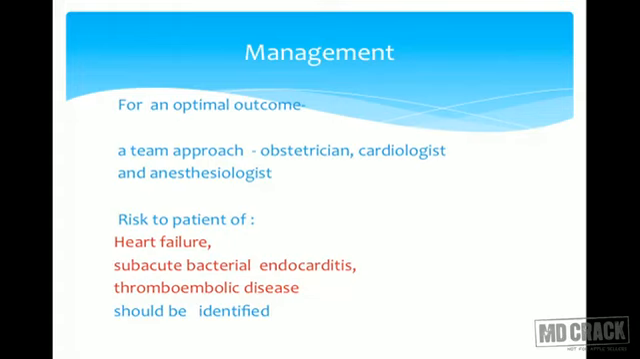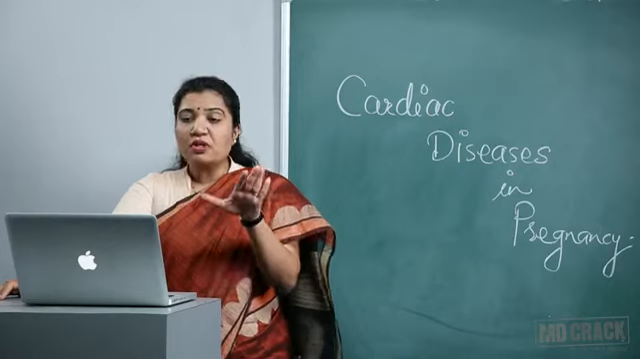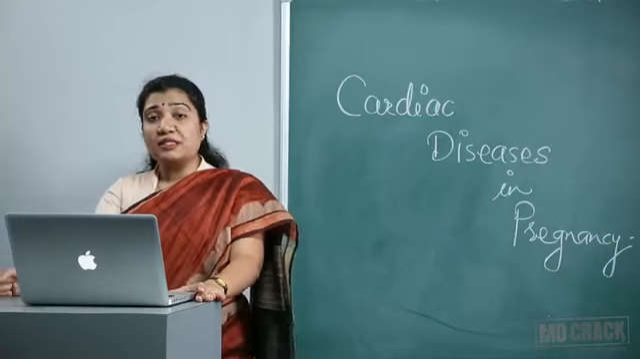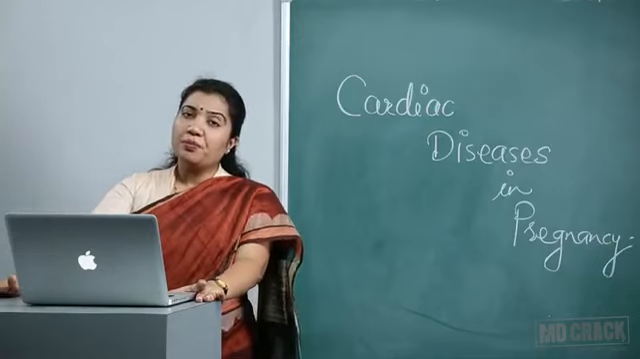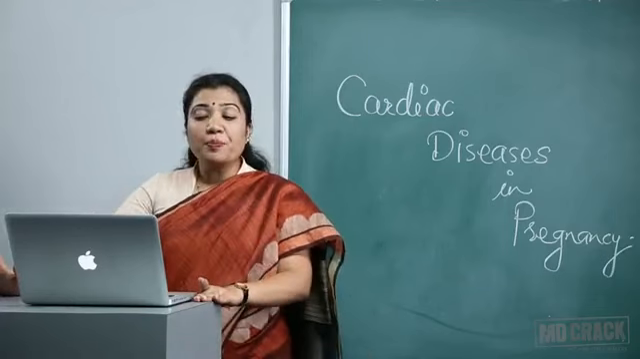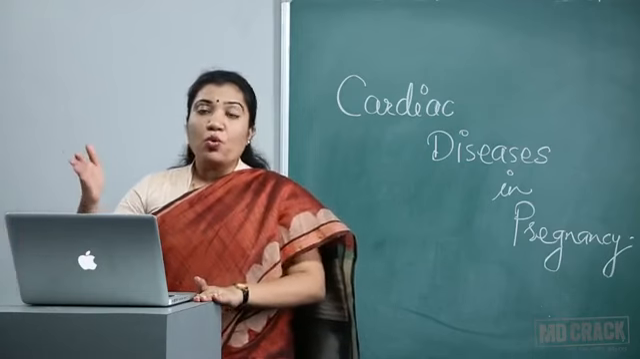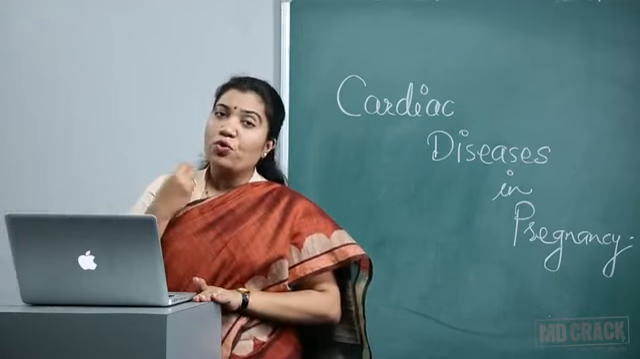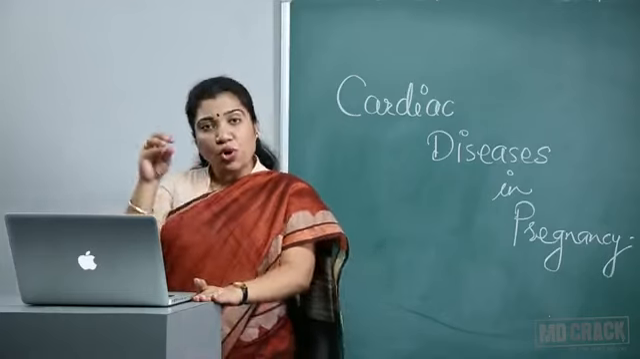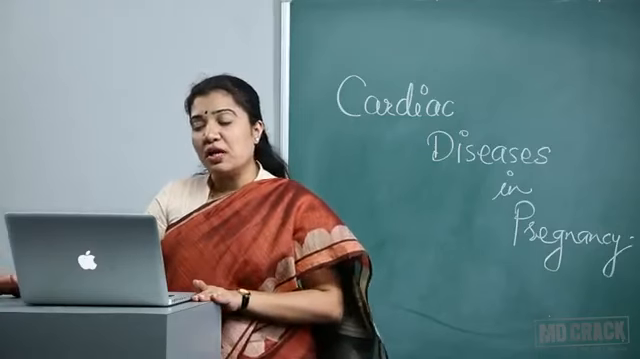Risk to the patient is of heart failure, subacute bacterial endocarditis, and thromboembolic diseases, and this risk should be identified on time and treated immediately. We have to remember that there is increased blood volume now. The cardiac output is increased. There is a further increase in the peripartum period. We should not forget the peripartum period in cardiac diseases. There is decreased systemic vascular resistance and a hypercoagulable state. The woman who is on anticoagulants to avoid thromboembolic phenomena is now pregnant, and pregnancy is a hypercoagulable state. So all these points we should remember when we are managing a cardiac patient.